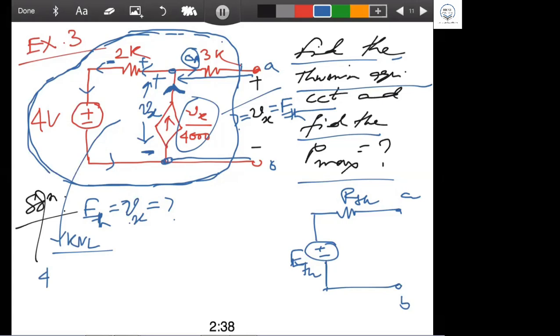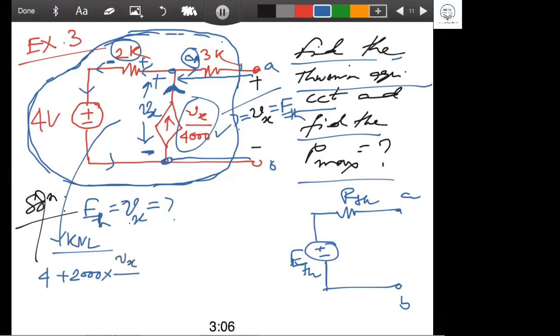And then 2K is also a positive voltage rise. So you can write 2K. 2K means what? 2000 ohm, right? And this is into what is the current? The resistance into current is the voltage. What is the current? It is the current source current, which is Vx by 4000. So it will be Vx by 4000.